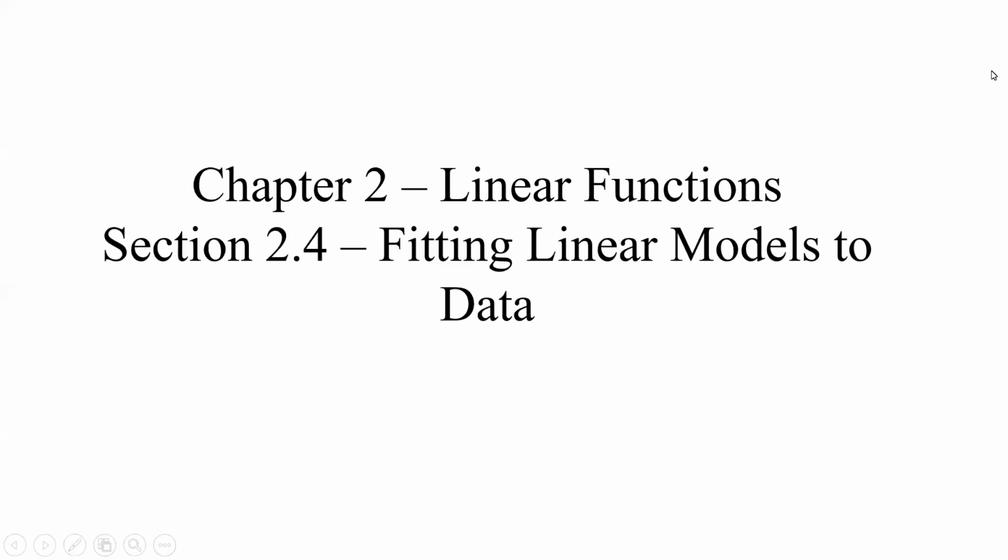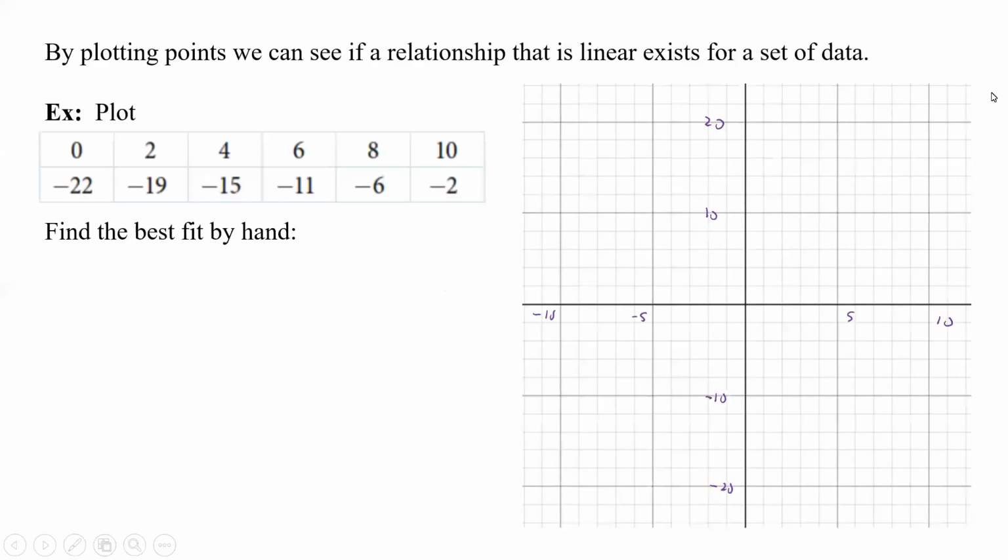Okay, here we are on chapter 2 on linear functions. This is section 2.4, fitting linear models to data. All right, so what we can do is by plotting points, we can see if there's a relationship that exists linearly for a set of data.